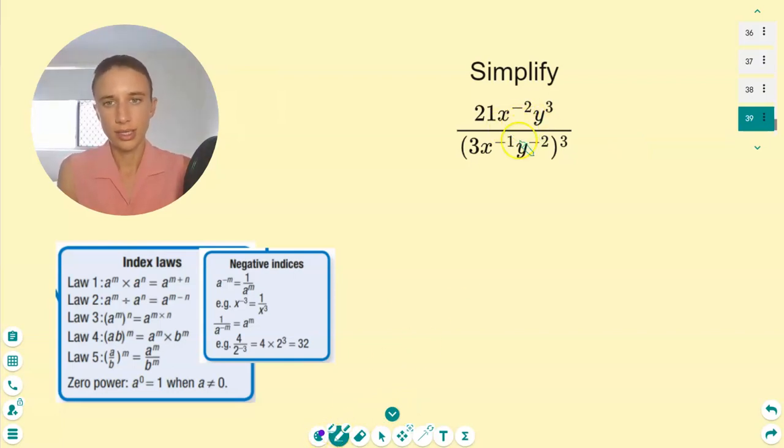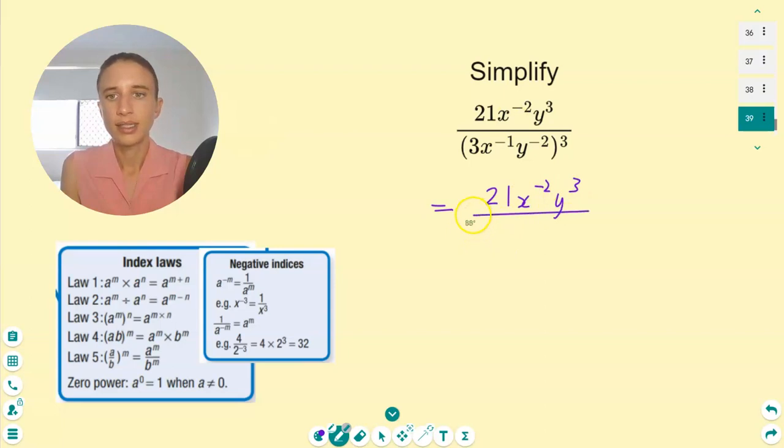So, okay, let me see. All right. So at first, I see some brackets there, and I think, yeah, I should probably expand them first. So 21, x to the negative 2, y to the 3, and let's expand those brackets. Now, if I've got something raised to a power, everything inside of that brackets must be raised to the power. So I'm going to say 3 raised to the power of 3.